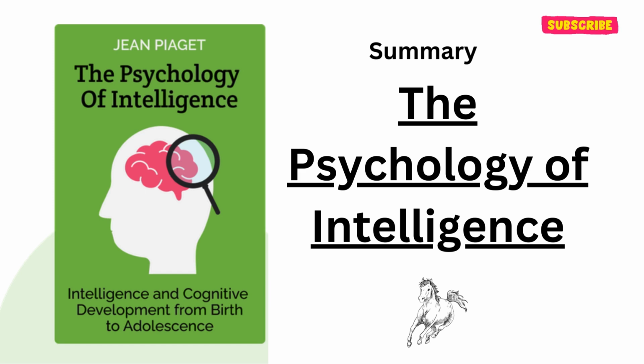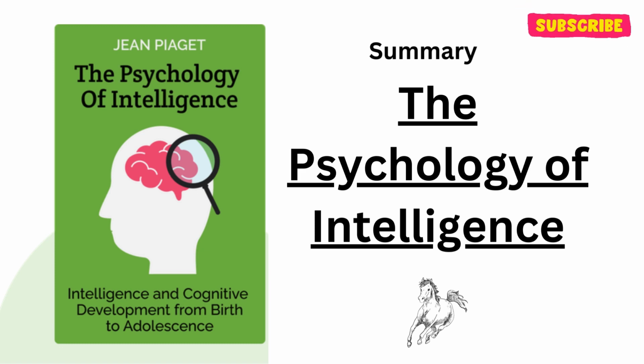Piaget also discusses the concept of schemas, which are mental frameworks or structures that organize and interpret information. Schemas serve as the building blocks of intelligence, guiding how individuals perceive, think, and act in the world. As children grow and develop, their schemas become more complex and differentiated, allowing them to understand and interact with their environment in increasingly sophisticated ways.